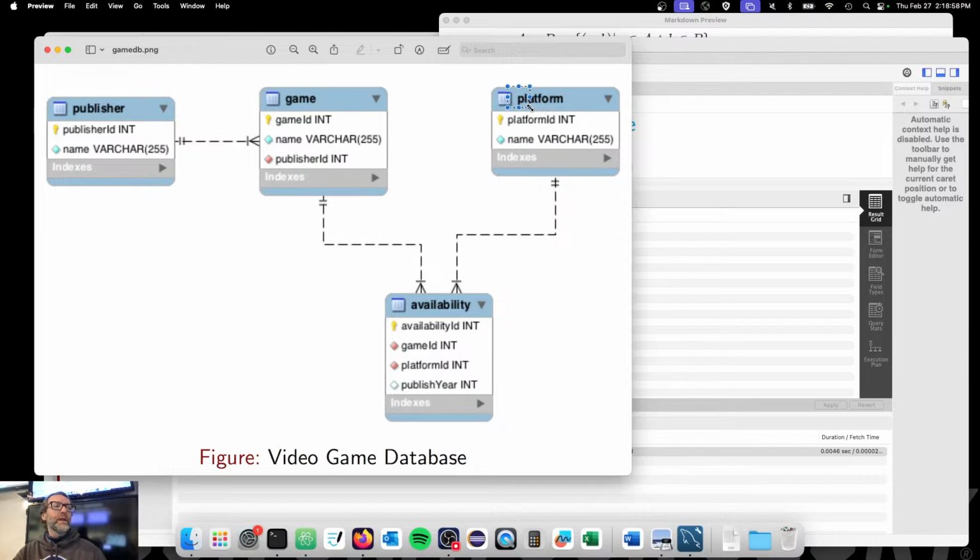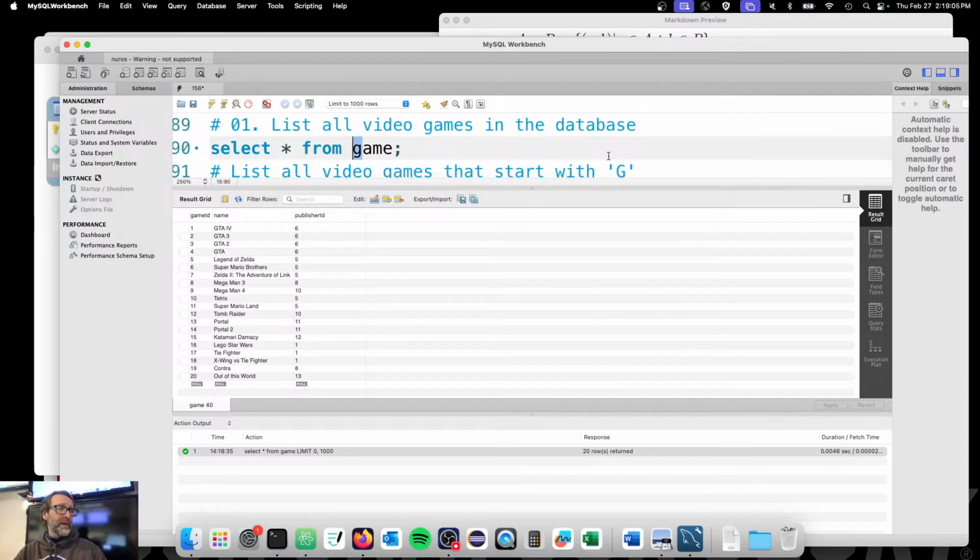What about all of the table names? Now here I would argue a different way of doing this. I would argue that it should be the game table, and the publisher table, and the availability table. Why would I argue for that for being more modern? We follow the exact same conventions as our classes. So there's a one-to-one correspondence.